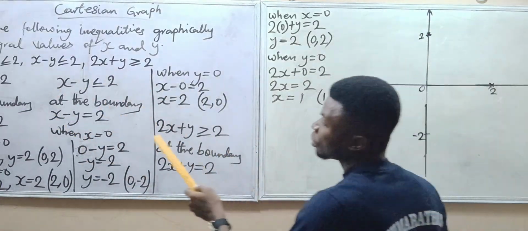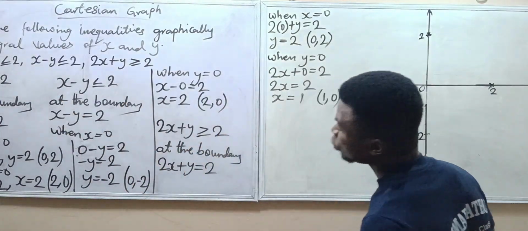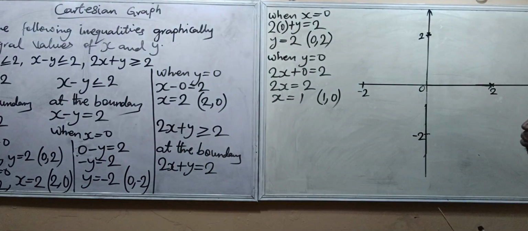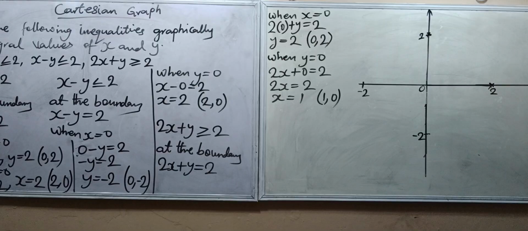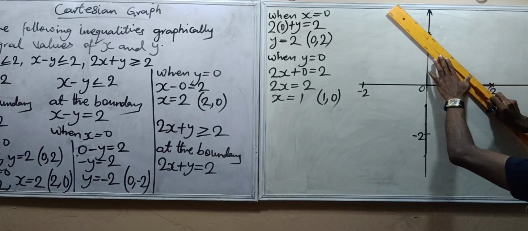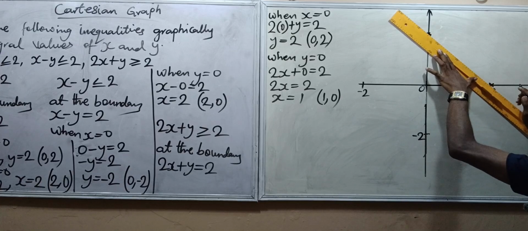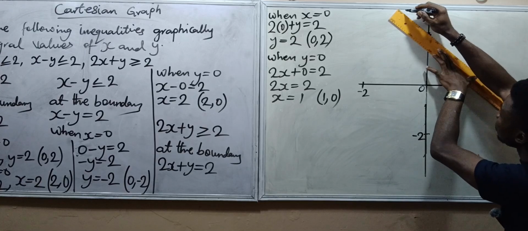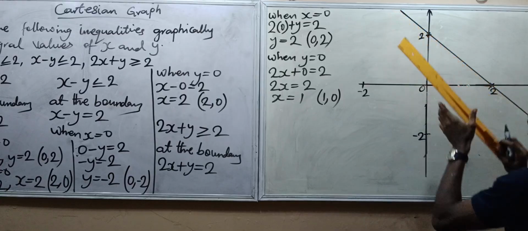But before then, we look at what is given. What is given is less than or equal to. That means those points are included. So it's going to be a thick line and not a dotted line. So joining these two, it's going to be a thick line, right?